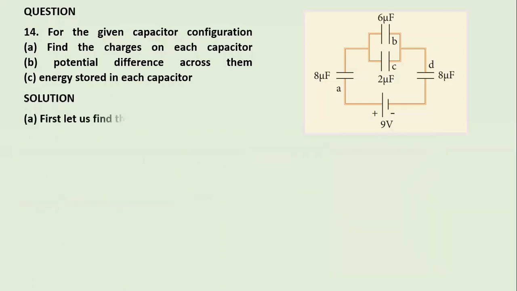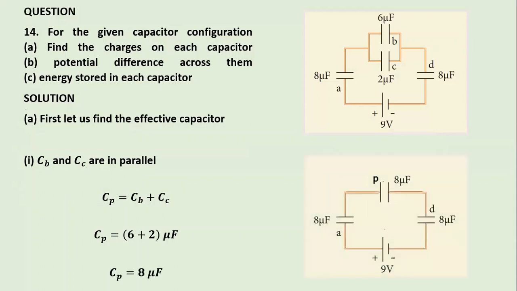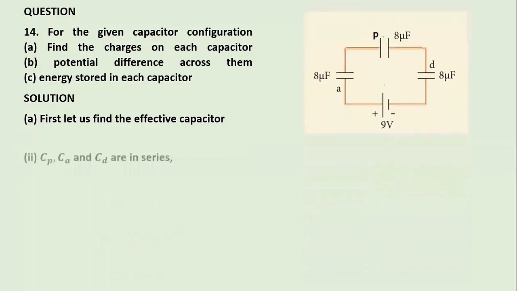Let us start the journey. Let us first find the effective capacitance. In our circuit, the capacitors B and C are parallel, so Cp equals Cb plus Cc. The value of Cb is 6 microfarad, whereas the value of Cc is 2 microfarad. Adding these values, we find Cp equals 8 microfarad. So the two capacitors B and C are replaced by a single effective capacitor P, which has an equivalent capacitance of 8 microfarad. Now the capacitors A, P and D are in series.